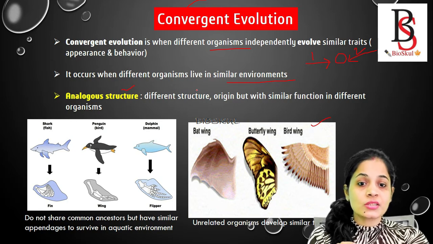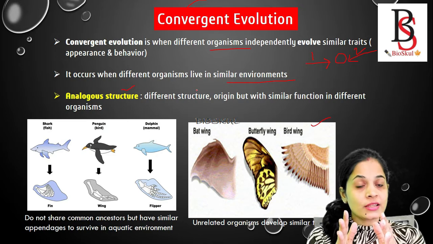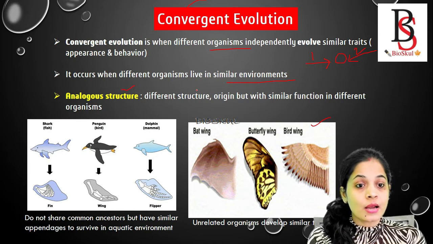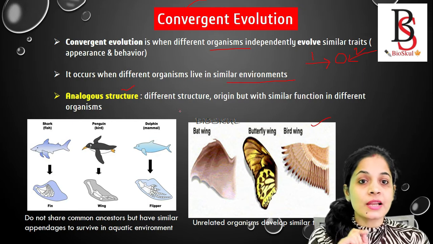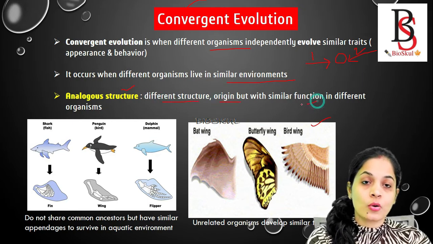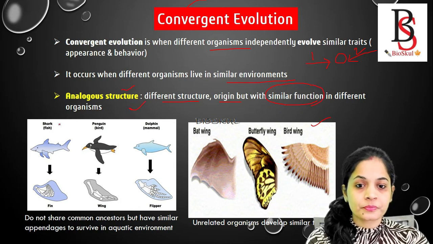Analogous structure means they are different structures. Anatomically, the structure is different. Also, their origin is different, but they have similar functions. Different structure and origin, but similar function in different organisms.